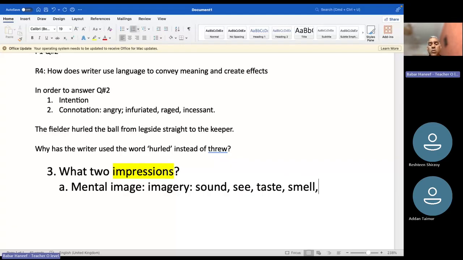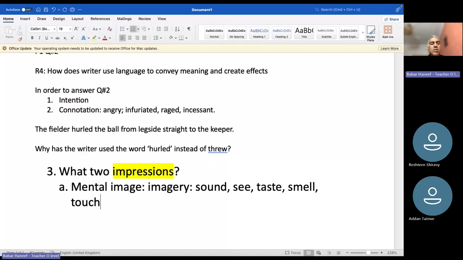All right. Any two things would definitely be in that expression because you need to pick up a descriptive part of the narrative for this question. So, sound, see, taste, smell, and touch. These five things are there. So, you can pick any two mental images out of it to write down.